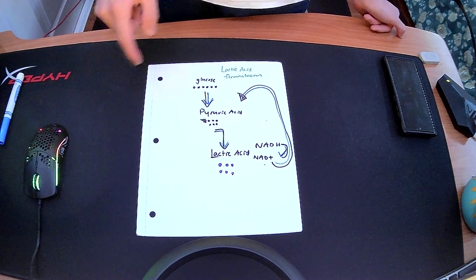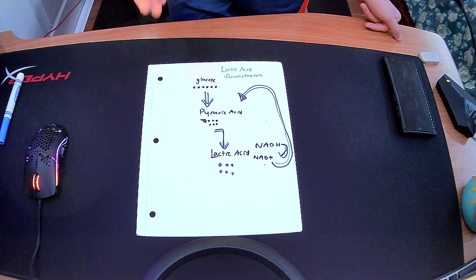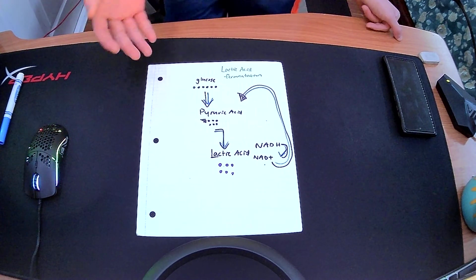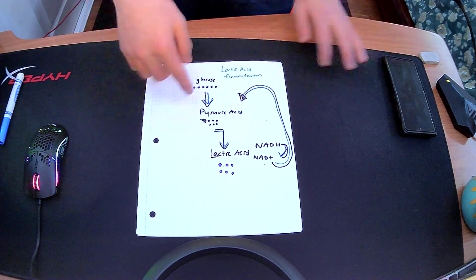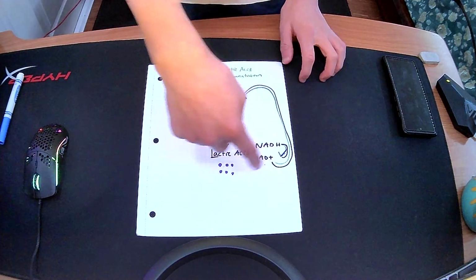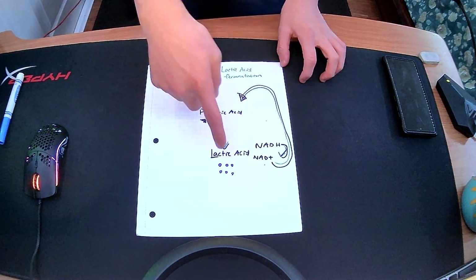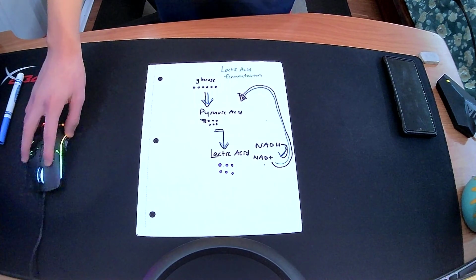But the lactic acid here is like a waste product, and it's not good for you either. So this is what makes our muscles feel sore, but we urinate this out. So the whole entire point was just to get NAD plus to go back here. So lactic acid is something we don't really want in our body.